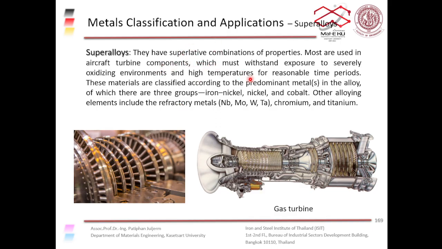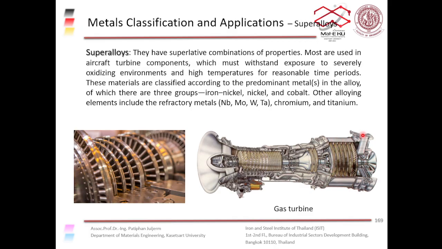These materials are used in aircraft turbine components because they can withstand high temperature, highly oxidizing environments for a long period of time. So the turbine blade is somewhere here. You have the compression zone, the combustion zone, and the turbine or exhaust zone of the jet engine, the gas engine.